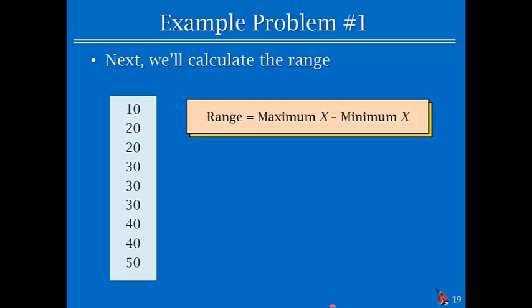So first, we're going to calculate the range for our data set. And as we know, the formula for range is maximum x minus minimum x. So if we arranged our data in ascending order, we'll see that 50 is our highest value. That's our maximum. 10 is our lowest value. That's our minimum. And so in this case, our range would be 40. It's that simple.